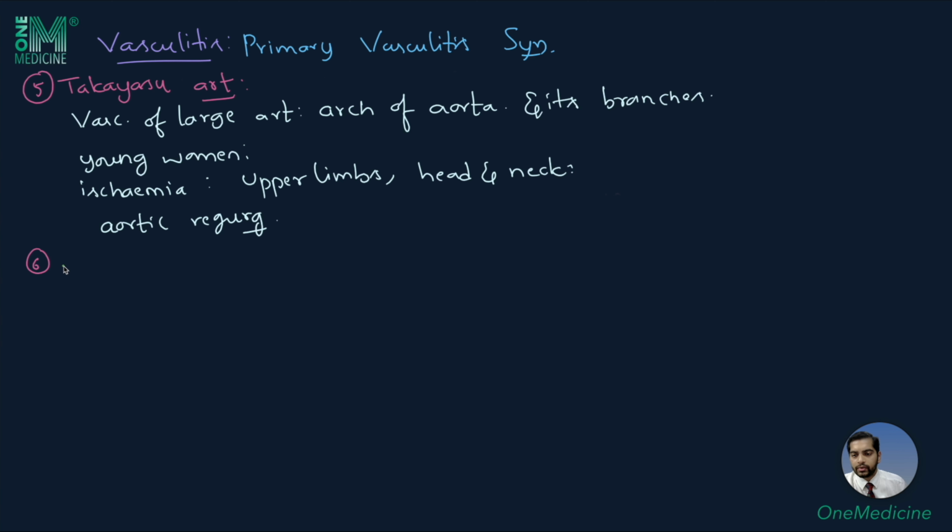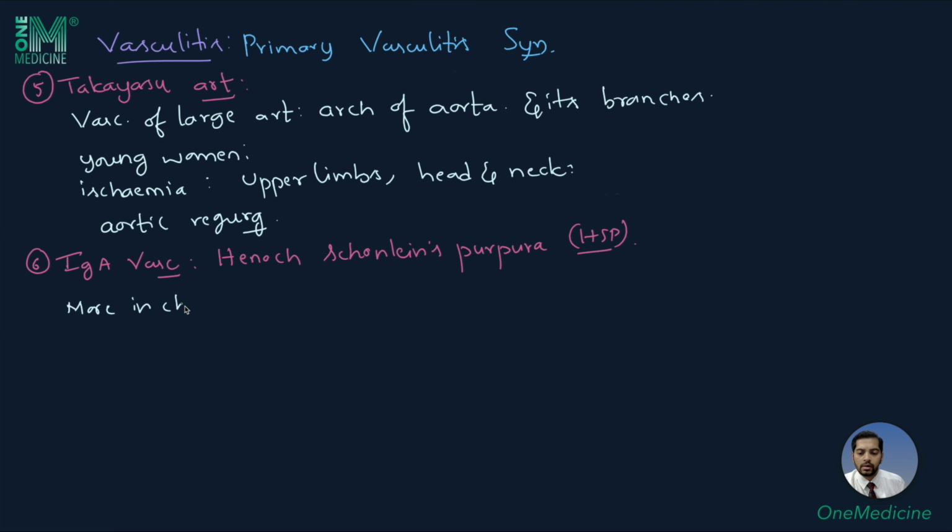The next important vasculitis is IgA vasculitis, also known as Henoch-Schönlein purpura, or HSP in short. This vasculitis is particularly more common in children and it can involve kidneys, GI tract and skin.